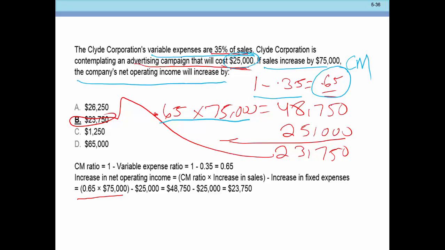So we're going to do the analysis. The advertising campaign is going to increase by 25,000. So what happens if 65% of each sales dollar goes towards my contribution margin? Then if I have an increase of sales of 75,000, my contribution margin is going to come up 48,750, right? I have an additional advertising cost of 25,000, so my profit should come up 23,750, right? Okay, good.